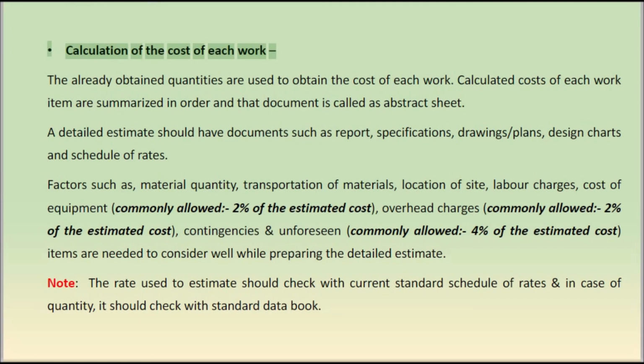Calculation of the cost of each work. The already obtained quantities are used to obtain the cost of each work. Calculated costs of each work item are summarized in order, and that document is called the abstract sheet. A detailed estimate should have documents such as report, specifications, drawings, plans, design charts, and schedule of rates.